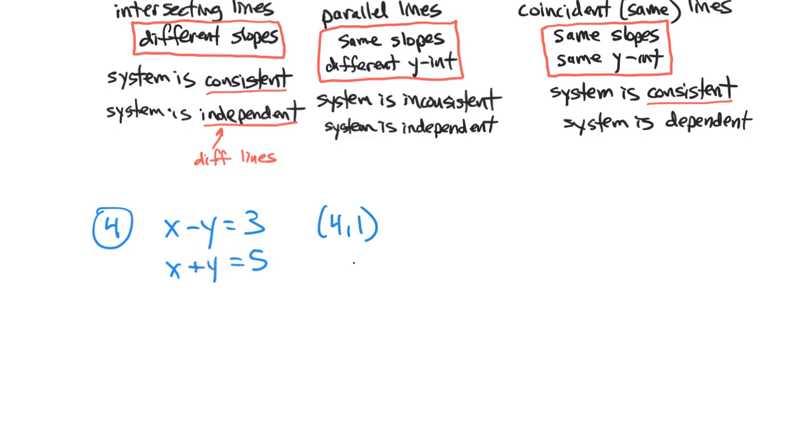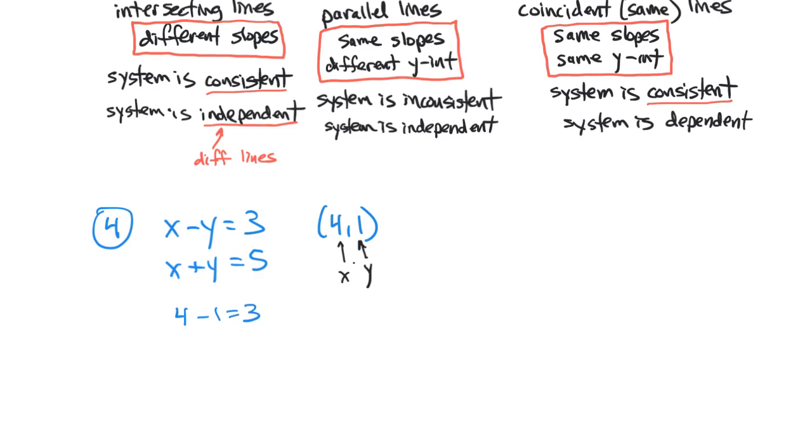So to see if this works, all we have to do is take this point, and remember this is x, this is y. It's an ordered pair. They're in order. So I take this 4 and plug it in for this x, take this 1 and plug it in for y, and then we just check. I'm going to check this first one. x minus y equals 3. 4 minus 1 equals 3.